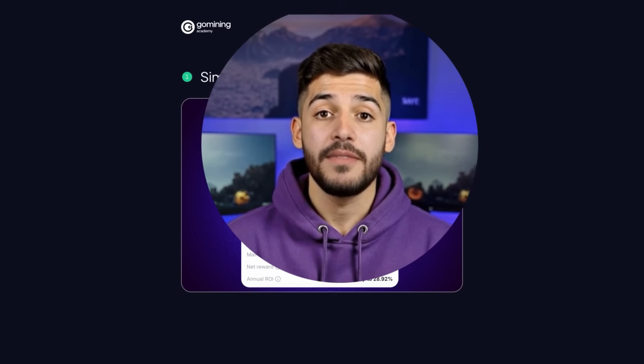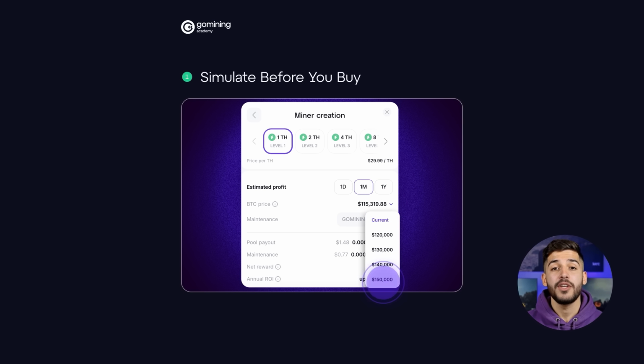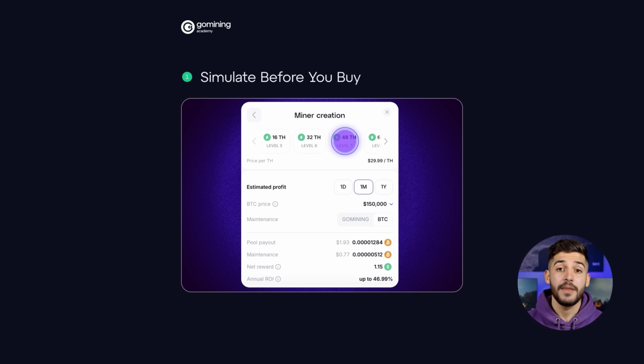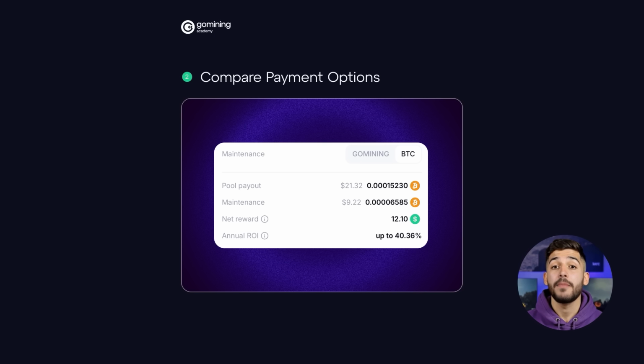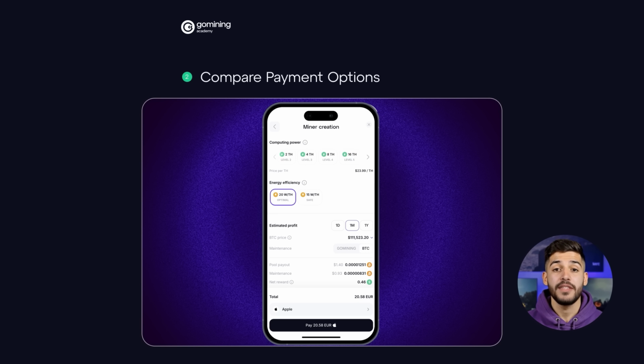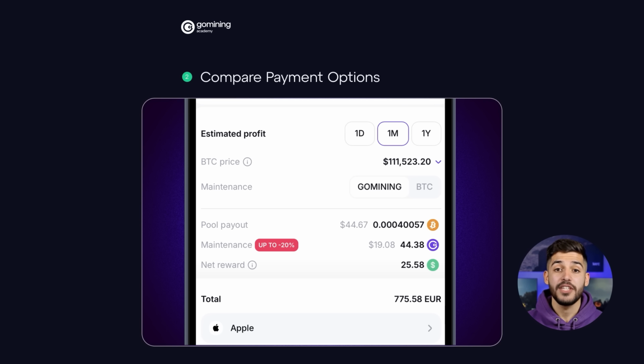Here's how to use the calculator as part of a risk-aware mining strategy. Simulate before you buy. Before purchasing or upgrading a digital miner, run the numbers. What's the ROI if Bitcoin stays flat? What if it rises? Compare payment options. Use the tool to simulate paying fees in Bitcoin versus GoMining. Sometimes paying with GoMining tokens is cheaper, but Bitcoin may offer stability in terms of rewards if token prices fluctuate. Model different scenarios. Change your inputs, higher hash rate, lower efficiency, different energy costs, and see how your income changes. This helps you choose the most efficient miner for your budget.